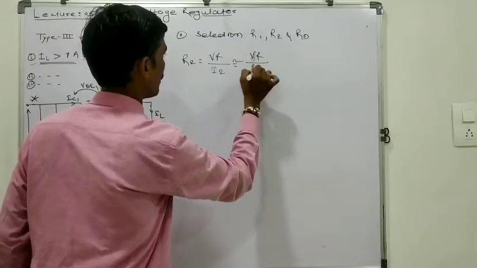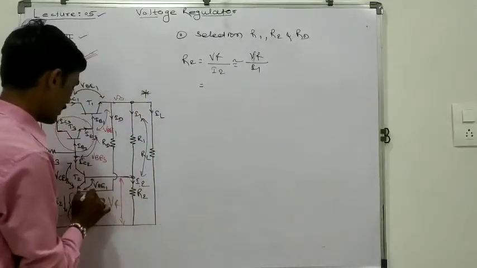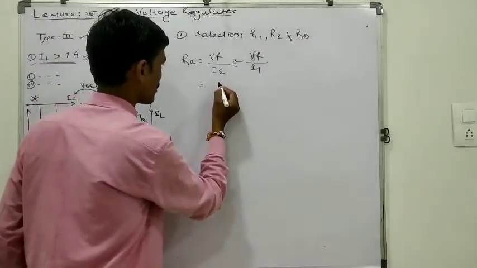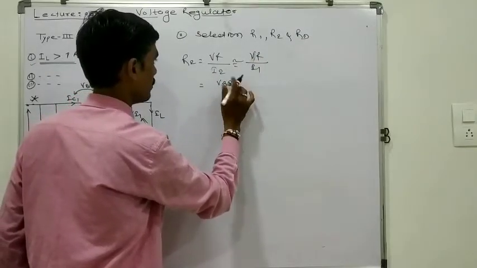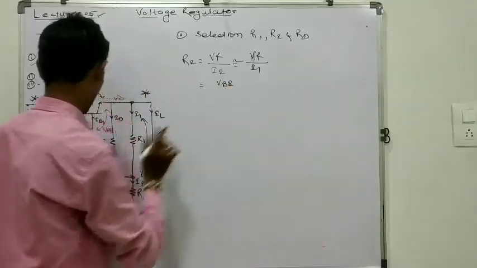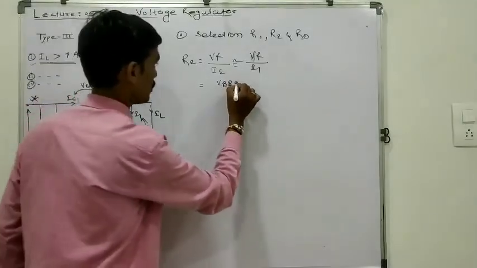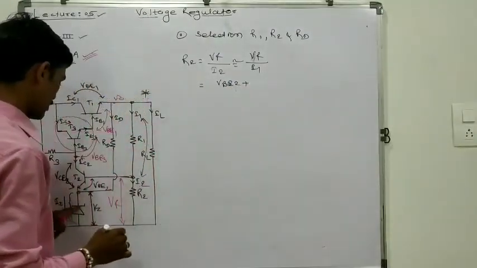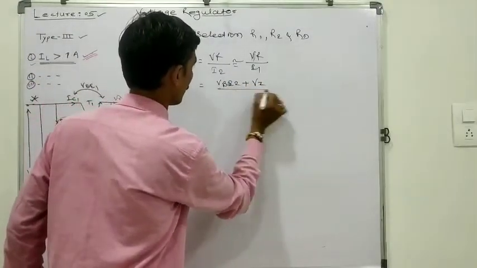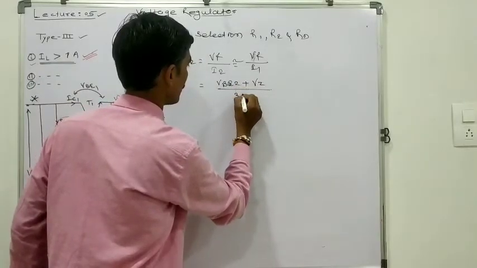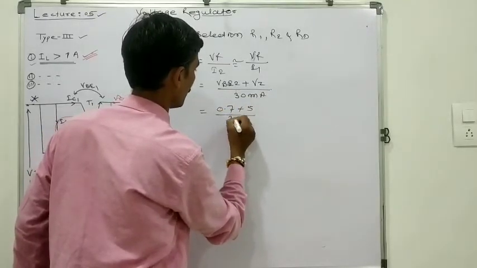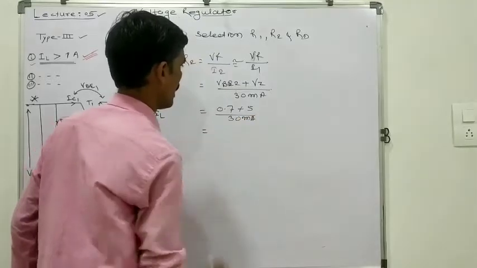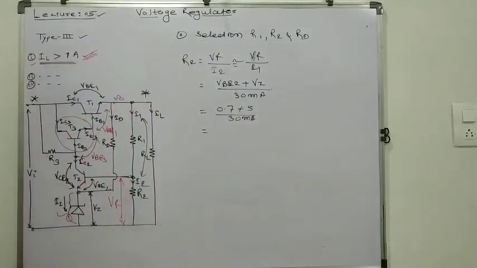So I2, we can write as VF by I1. VF is what? VBE2 plus VZ, as we calculated previously while selecting R1. So VF divided by I1, where I1 is 30 milliampere: 0.7 plus 5, divided by 30 milliampere. So this value gives R2 equal to 190 ohm.